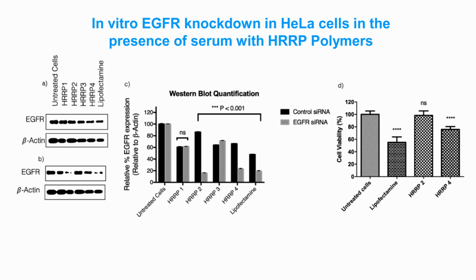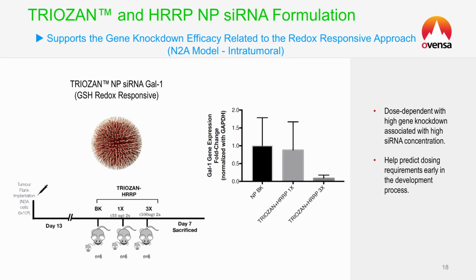Here we are looking at EGFR expression knockdown on HeLa cells. Compared to 1 and 3, which don't work, 4 also works a little bit better. And we compared that with lipofectamine, which is like a positive control. So these results are quite interesting.